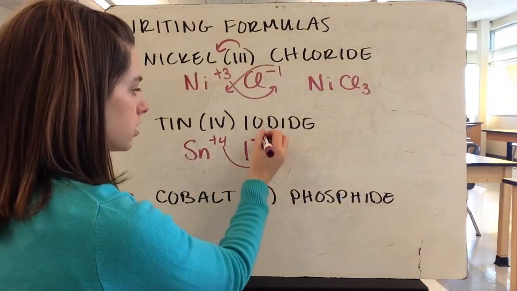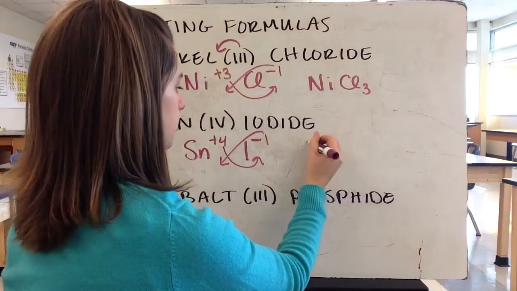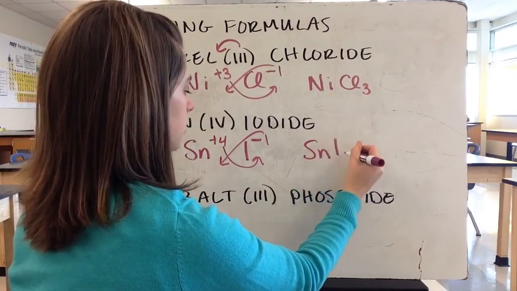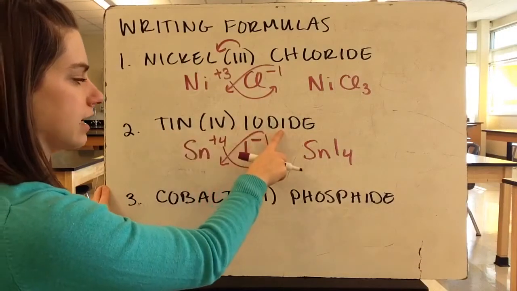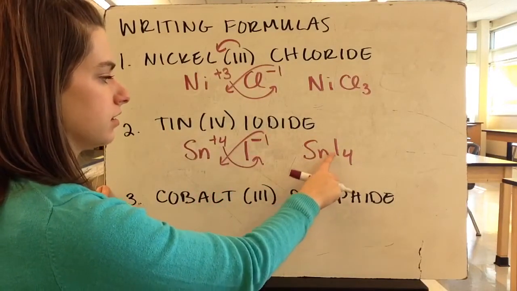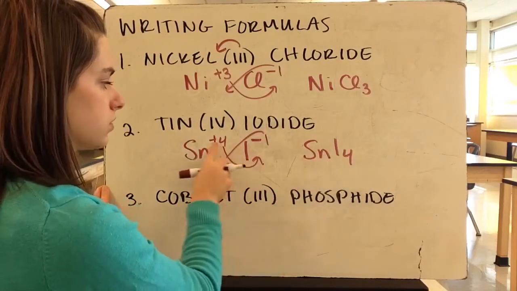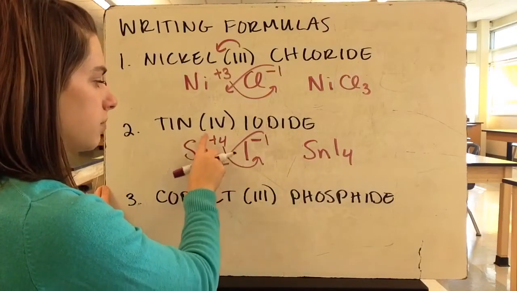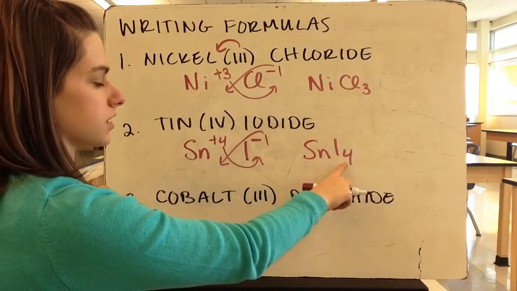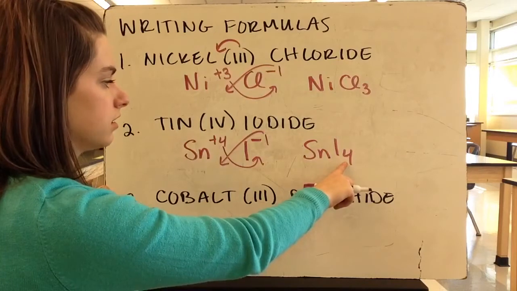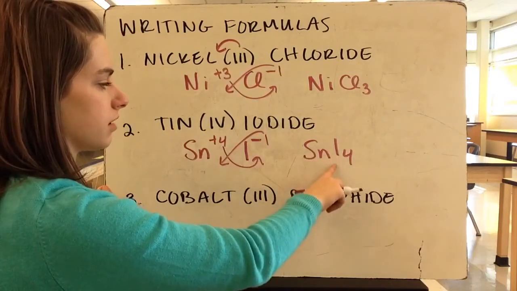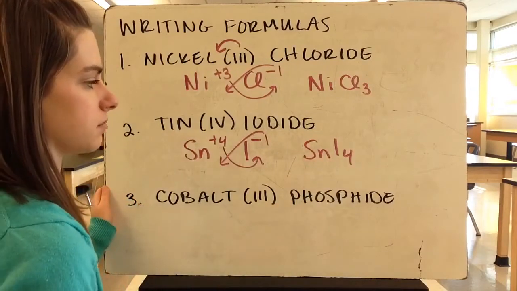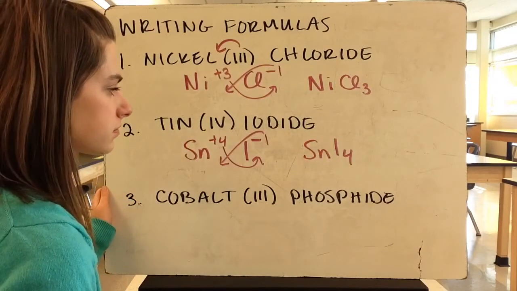If we swap our charges, we end up with SnI4. So tin 4 iodide would be SnI4 because we crisscrossed our charges. Our tin had a +4 charge, so that becomes the subscript on the iodide, and our iodine had a -1 charge, so that becomes the unnamed subscript on the tin.